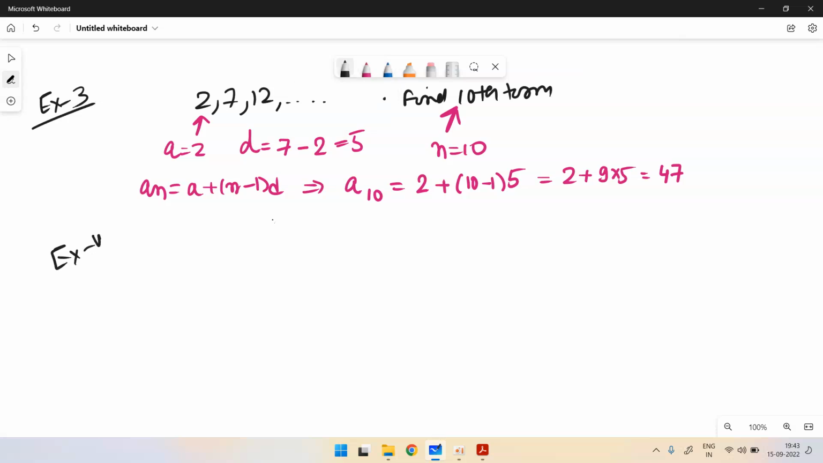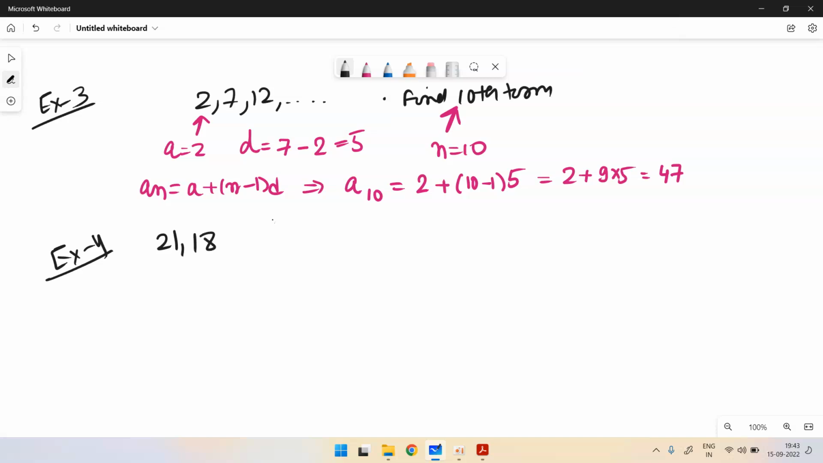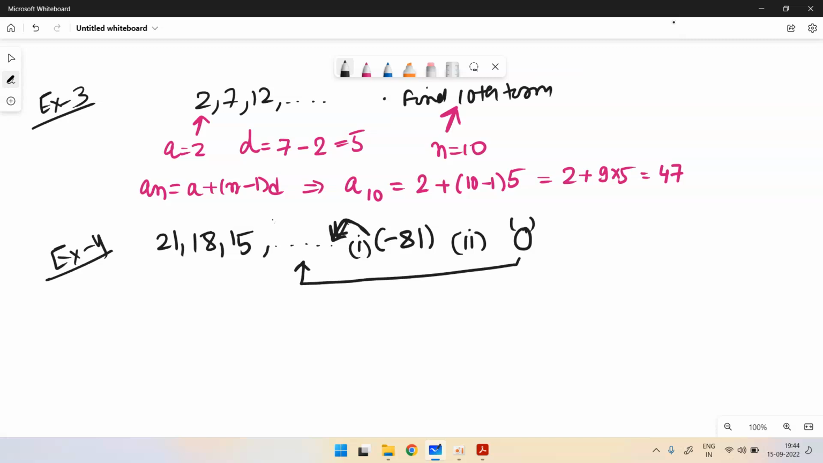Now next is example number 4. Which term of the AP 21, 18, 15, dot dot dot is minus 81? Also find, is any term 0? Give reason for your answer. You first need to find out whether minus 81 is there in this series, and second, you need to find whether 0 is included in here. Then find which term is minus 81, and the second question is whether 0 is a term. And we need to justify the answer also.